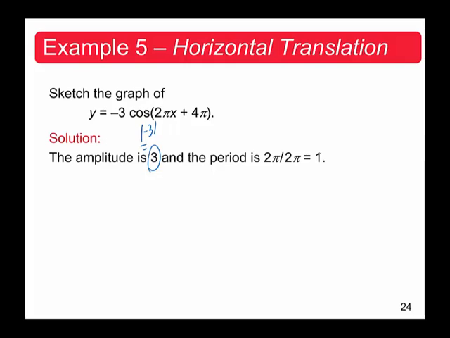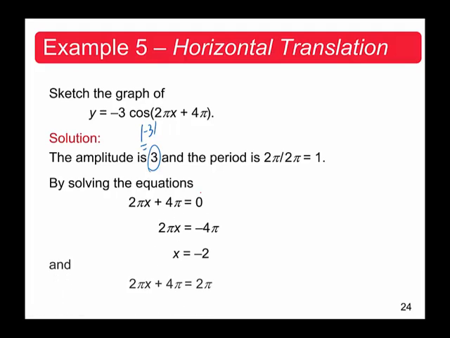And we need to know the starting point and end point. So basically we're setting 2 pi x plus 4 pi equal to 0. Then you solve for x. So 2 pi x equals negative 4 pi. Divide both sides of the equation by 2 pi, you get x equals negative 2. So that's the starting point for the x coordinate for one period.